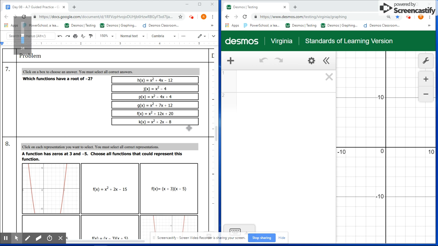Okay, this is page 3 for day 8, 8.7 guided practice. The first 3 here are pretty straightforward, so I'm going to explain them and then you can try them on your own. Number 7, click on a box to choose an answer. You must select all correct answers.